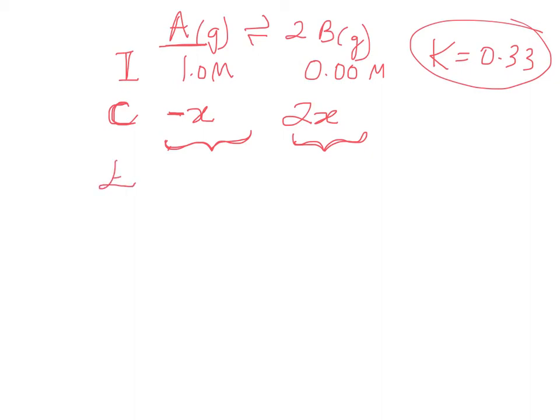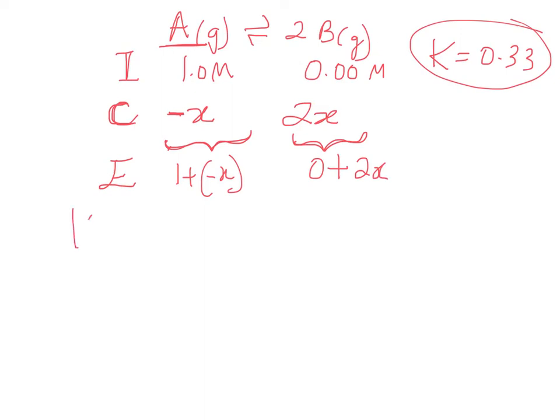So at equilibrium, what happens? Turns out what happens at equilibrium is the sum of the entries above it in the ICE table. So 1 plus minus x and 0 plus 2x is what you have.